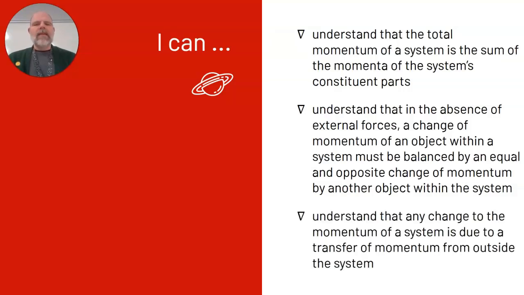And I can understand that any change to the momentum of a system is due to a transfer of momentum from outside the system. So if the momentum of the entire system changes, that has to be due to a force from outside the system changing the momentum.